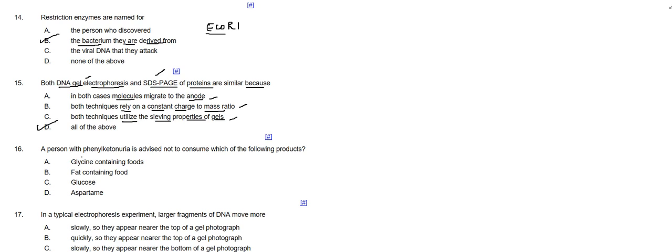Number 16, a person with phenylketonuria is advised not to consume which of the following products? He is advised not to consume aspartame. As you remember, aspartame is an artificial sweetener.